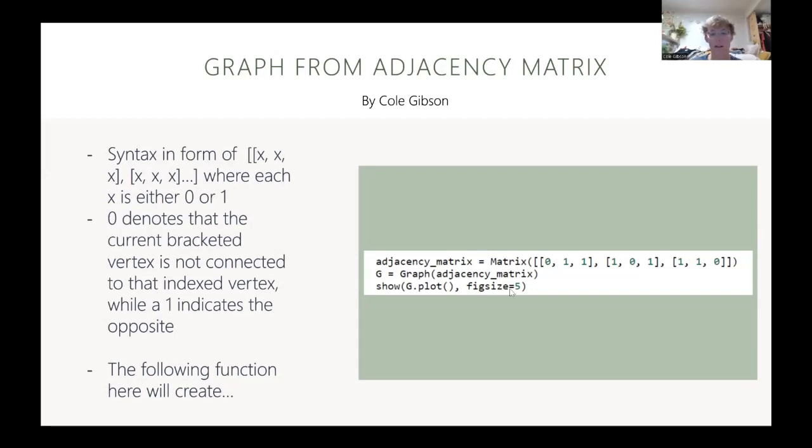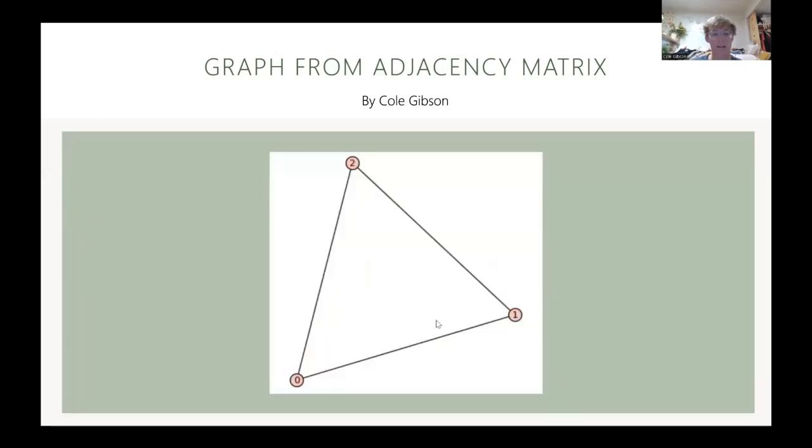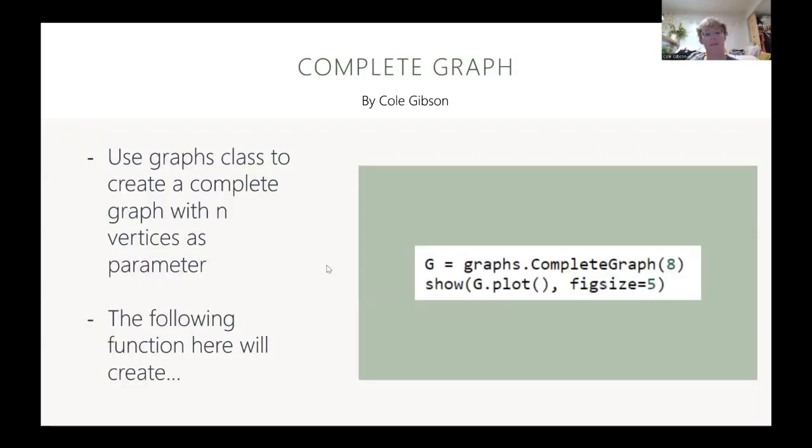If we run this line to create the graph from an adjacency matrix, we get a graph that looks like this, which, as we expected, has 0 connected to 2 and 1, and 2 connected to 0 and 1, and so on. SageMath also has a graphs class, which can make a lot of different types of graphs, but I just wanted to cover some of the more common and basic ones that we'll see here.